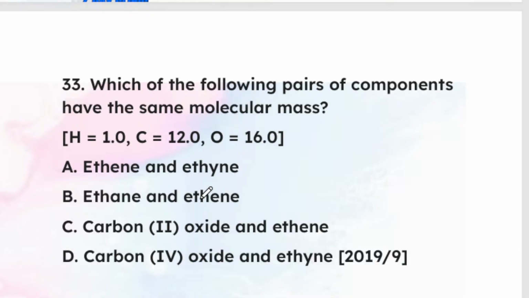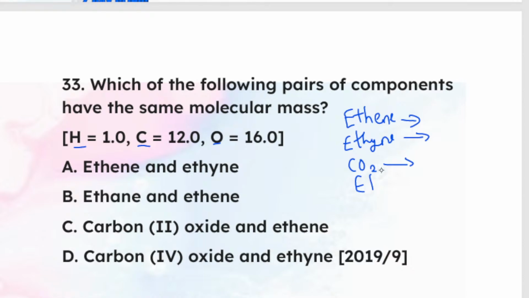So it's asking which of these have the same molecular mass. So which of the following pair of components have the same molecular mass? And we're given the relative atomic masses for hydrogen, carbon, and oxygen. Okay. This is a very straightforward question. You do have to know, however, what the formulas for ethane, ethyne, and CO2 are. You have to know what these are. And even ethane, I think there is ethane. Yes, there's ethane as an option for B.